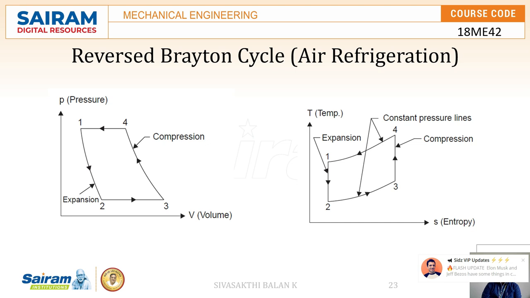considering this complete cycle from 2 to 3, 3 to 4, 4 to 1, and 1 to 2, where 2 to 3 represents evaporation, 3 to 4 represents compression, 4 to 1 represents condensation or cooling, and 1 to 2 represents the expansion process. Expansion and compression take place at constant entropy, that is, an isentropic process, and the heat rejection and heat absorption take place at constant pressure, that is, an isobaric process.